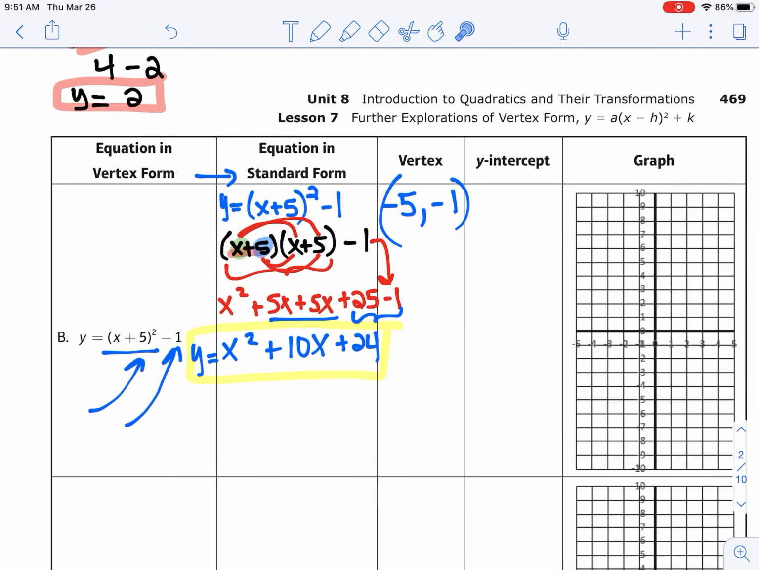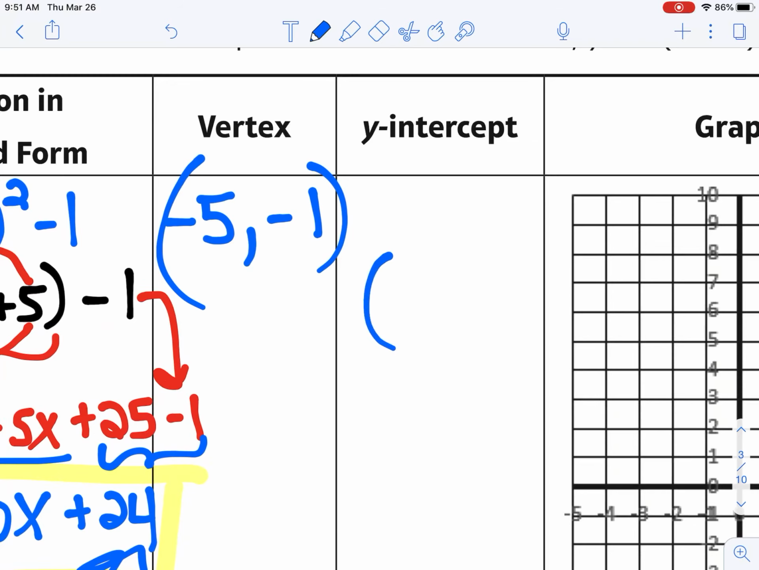Now, which gives me the y-intercept, the vertex form or the standard form? Yes, the standard form gives me my y-intercept, which is at 24.